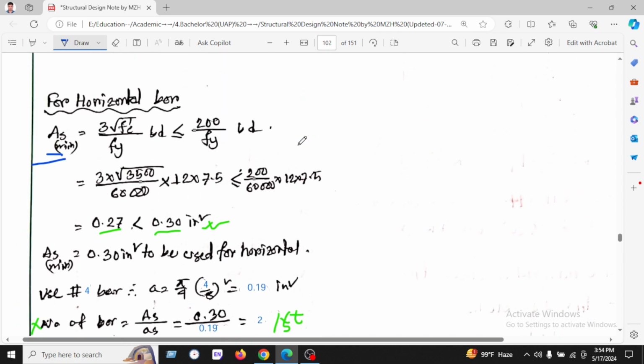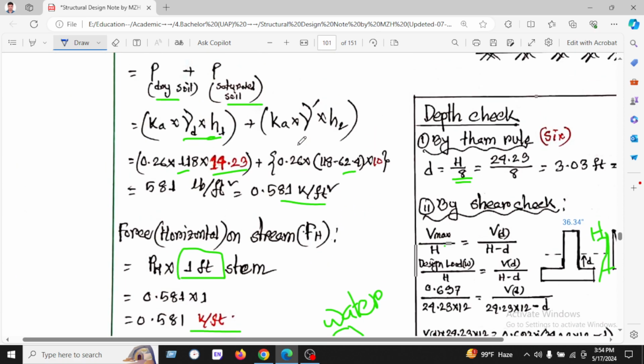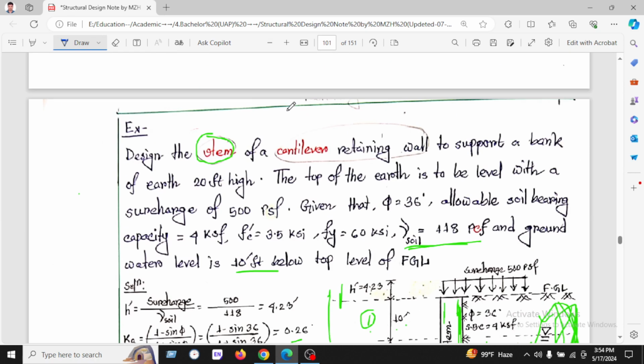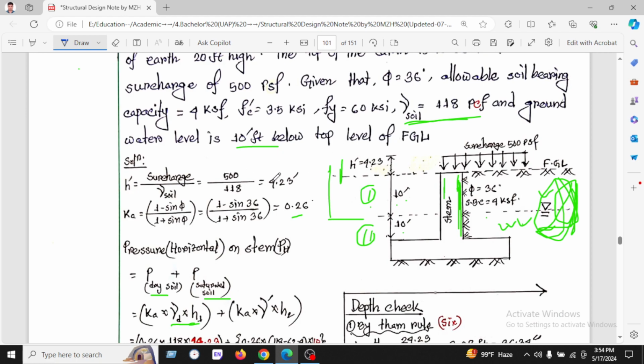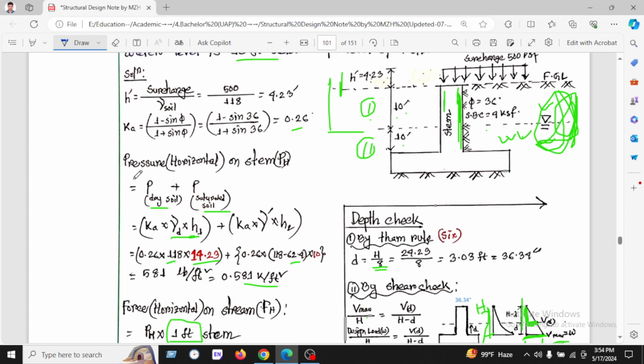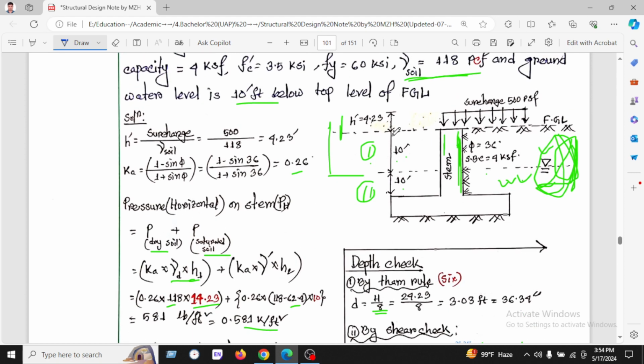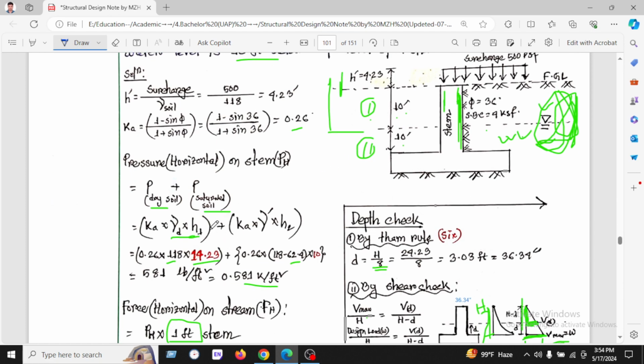So if I conclude this, we can see again the steps of the cantilever retaining wall. At first we will find the H prime, which is surcharge divided by soil pressure, and the pressure will be divided into two portions as we have shown. There is dry soil and saturated soil. If there is no saturated soil, then we will use the dry soil. But practically, we will calculate all the soil as saturated. That will be fine, as we will take the conservative side.